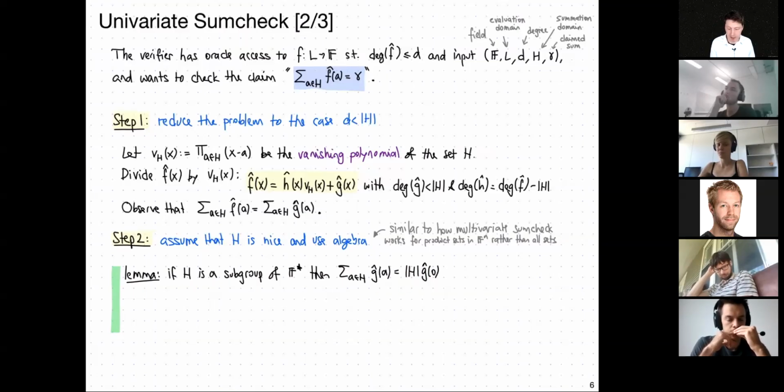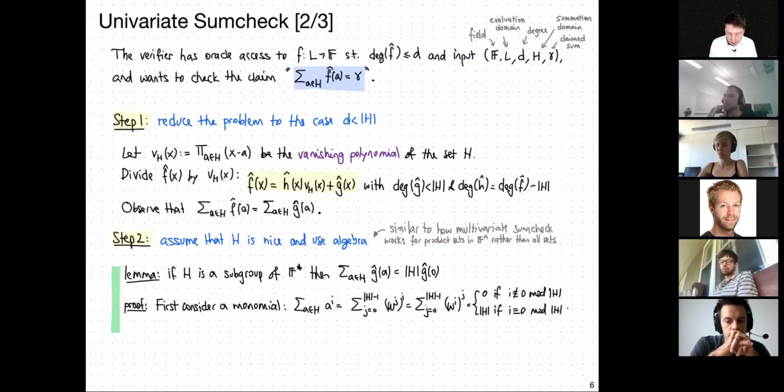Like always, if you have a polynomial G hat of degree less than H and H is a subgroup, then the summation is precisely H times the constant term, the end. This is what it is. This looks magical, but actually it's a pretty simple, 2-line proof. First, consider what happens to a monomial. After all, a polynomial is just a linear combination of monomials. So let's first see what happens for a monomial. Sum of a in H of a to the i. So this is like the ith monomial.